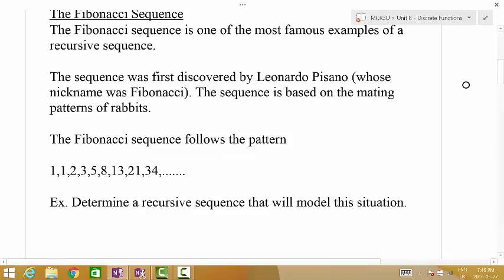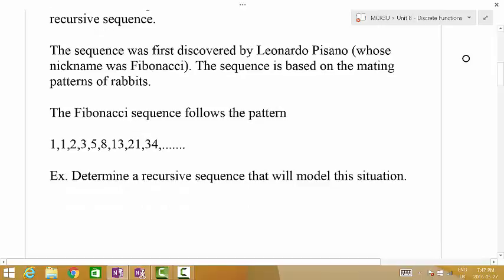Essentially what they're doing here is, to get the next number in the sequence, you're adding the two numbers before it. So this is what I was talking about. Some recursive sequences, in order to find the next number, you have to know the term or the two terms or sometimes even the three terms before it. In this case, to get the next one, we're adding the two that come before. So if you look at it, 1 plus 1 gives us 2. 1 plus 2 gives us 3. 2 plus 3 gives us 5, 3 plus 5 gives us 8, and so on and so on.